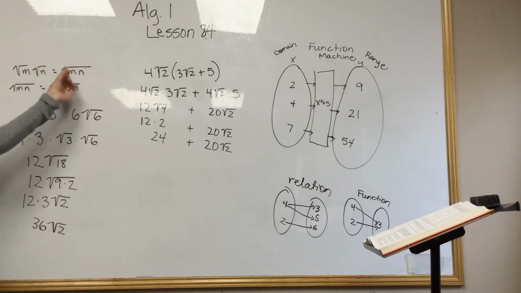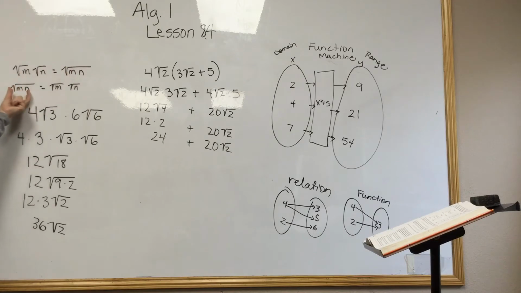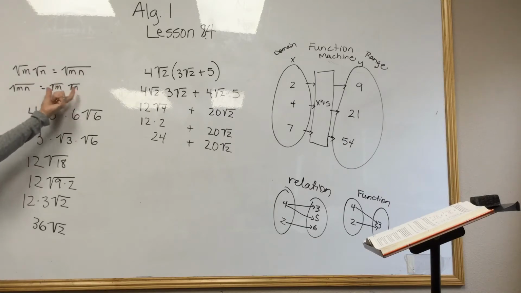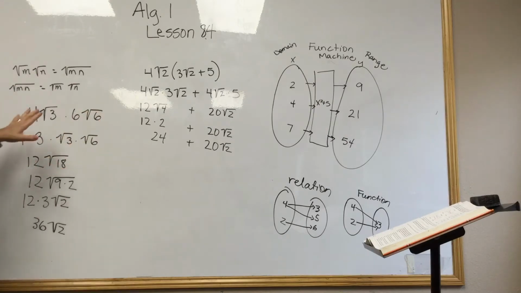You can combine them underneath the radical. And likewise, if they were already together under the radical, you could separate them and say the square root of m times the square root of n, and put them under different radicals. Doesn't change their value. Let's use it with real numbers.